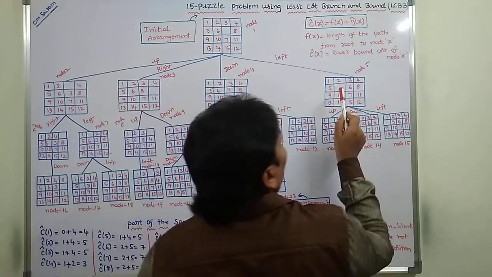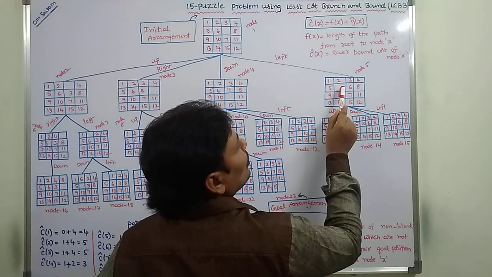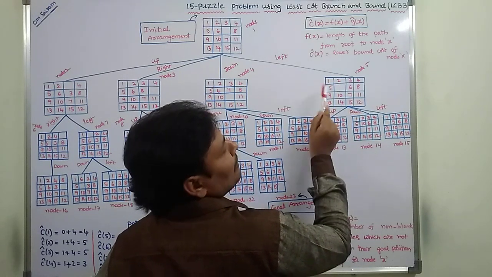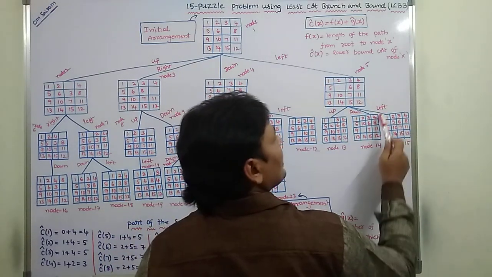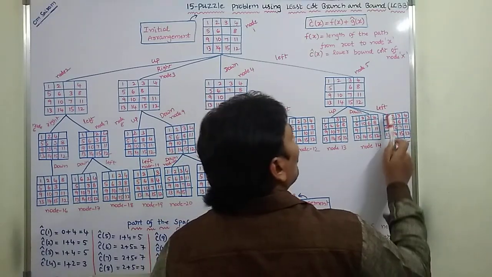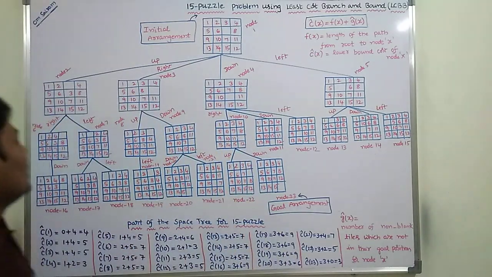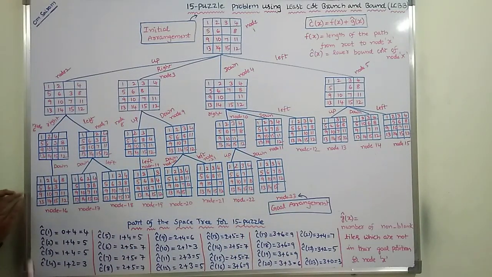Next, empty tile can be moved to left position. 5th tile can be moved to this place. Empty tile can be moved to this place. The remaining tiles cannot be changed. So for node 5, the outcome is node 15. Okay, next one. Now consider node 6.